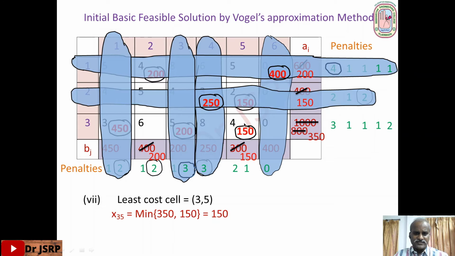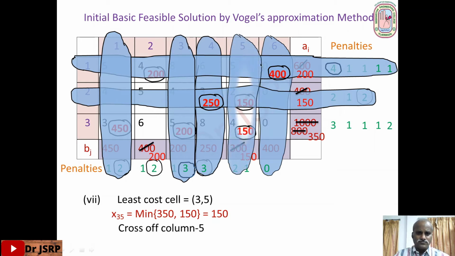Right here 150, circle it. So clearly column constraint satisfied. So cross off column 5. At third origin, out of 350, 150 is transported. So remaining element 350 minus 150, 200.